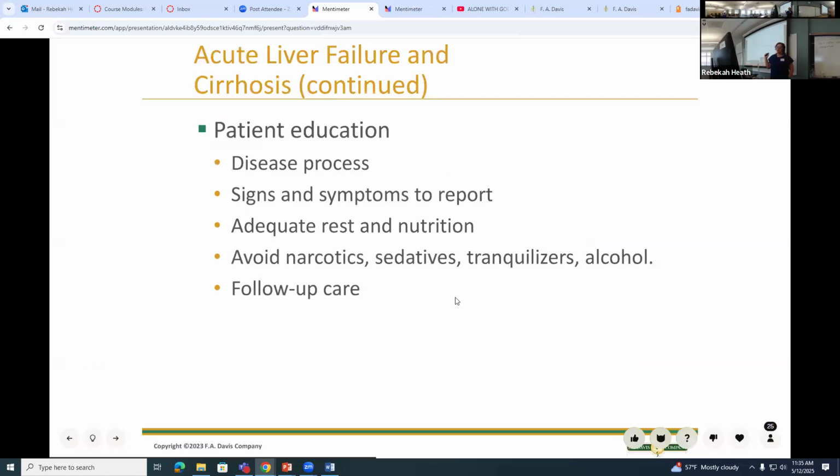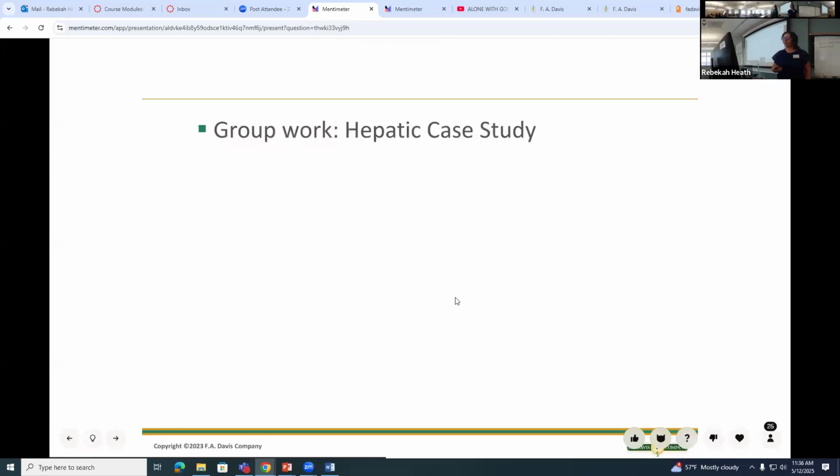So really important with these patients that we teach them, right? Teach them about what signs and symptoms to report. We really want them to avoid narcotics, sedatives, tranquilizers, alcohol, anything that's going to cause their liver more work, more harm.